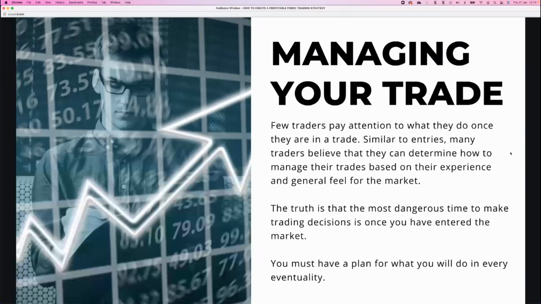And then finally, we need to have a way of managing our trade. Few traders actually pay attention to this once they're in the trade. Similar to entries, many traders believe that they can determine how to manage their trades based on their experience and their general feel for the markets. That's what retail traders do. But the truth is that there isn't a more dangerous time to make a trading decision than once you have entered the market, once you have money on the line.